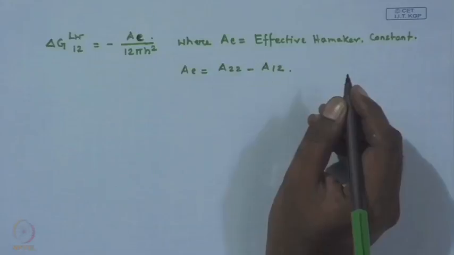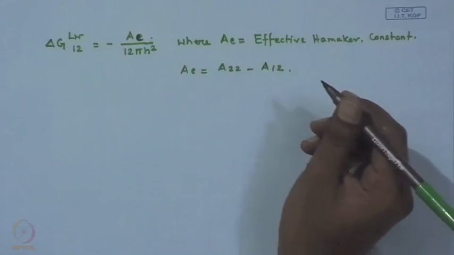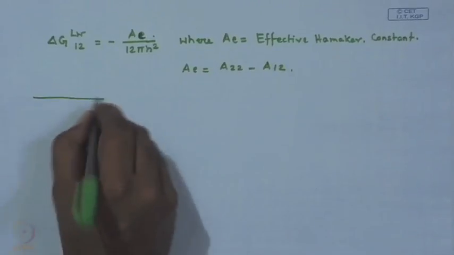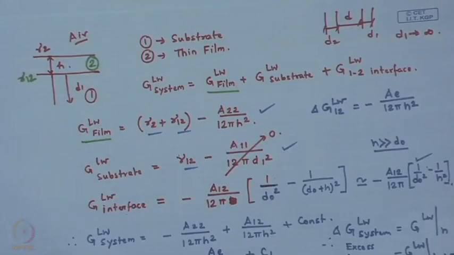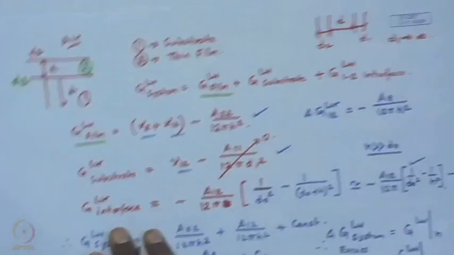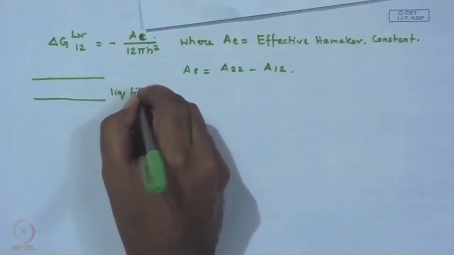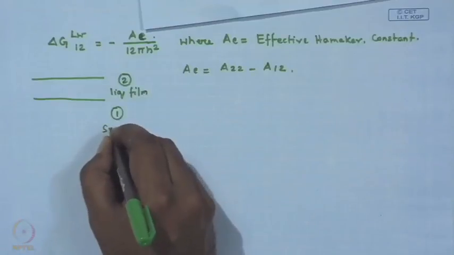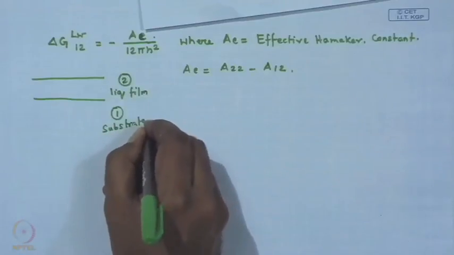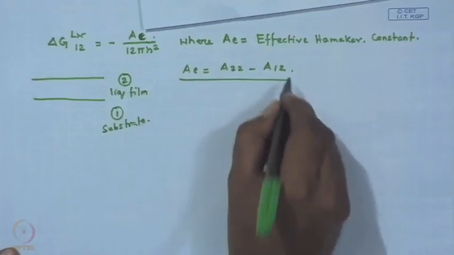Okay. Now, we will soon see that, so this is the condition we had considered, that we have a film of 2 on a substrate of 1. We will soon see that whether a liquid film of 2 on a substrate of 1 remains stable or not will depend largely on the effective Hamaker constant.